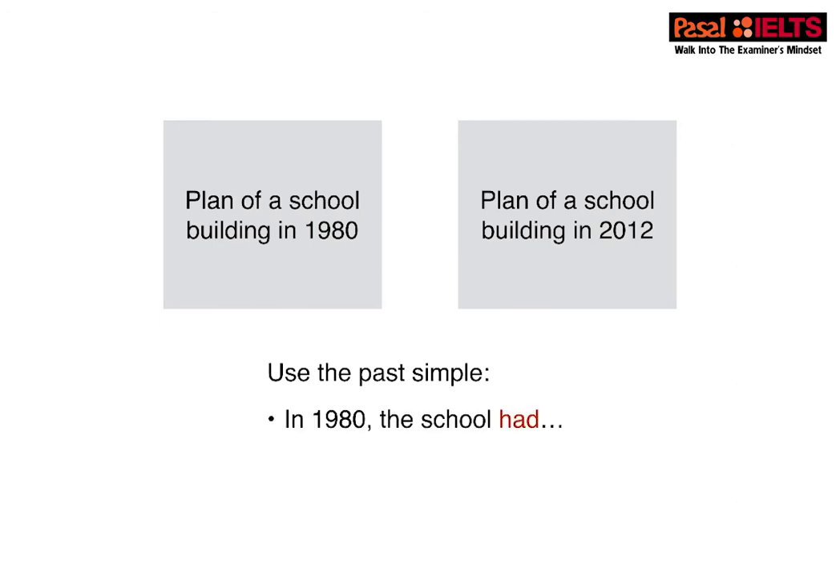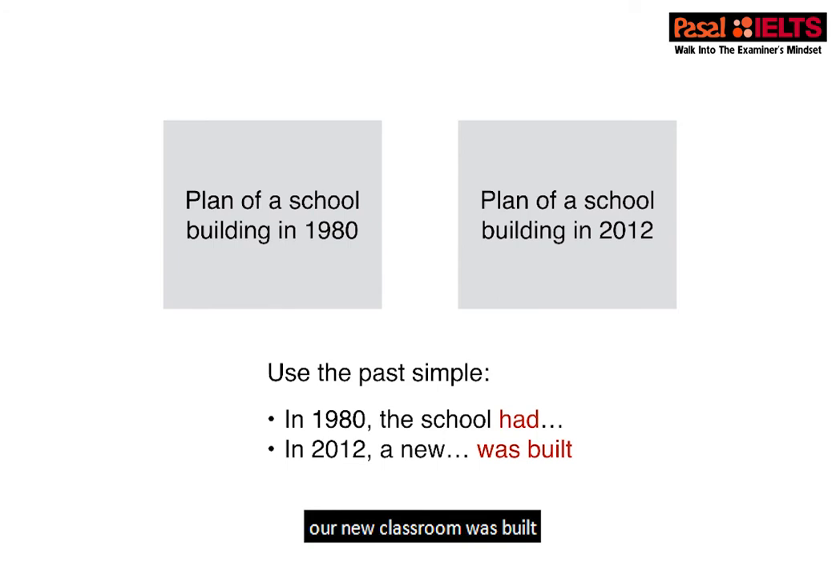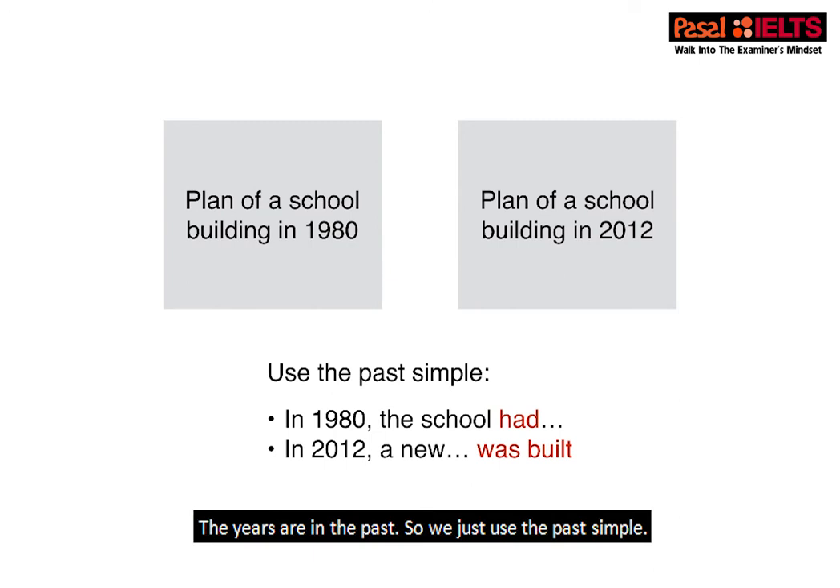For example, in 1980, the school had, let's say, 10 classrooms. And in 2012, a new classroom was built. There you've got past simple in the active with 'had' and in the passive with 'was built'. The years are in the past, so we just use the past simple.